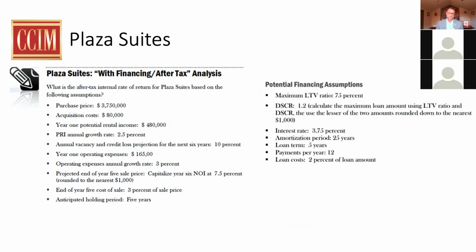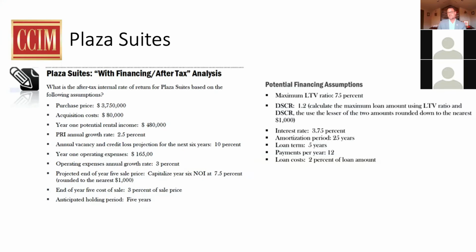Our year one operating expenses are $165,000. Looks like somebody forgot an O on there. And operating expenses will grow at 3% a year. When we're ready to sell the property, in CCIM 101 and 104, we always keep the properties for 5 years. We can analyze up to 10 years, but just keeping with the CCIM case study, we'll do a 5-year analysis today.